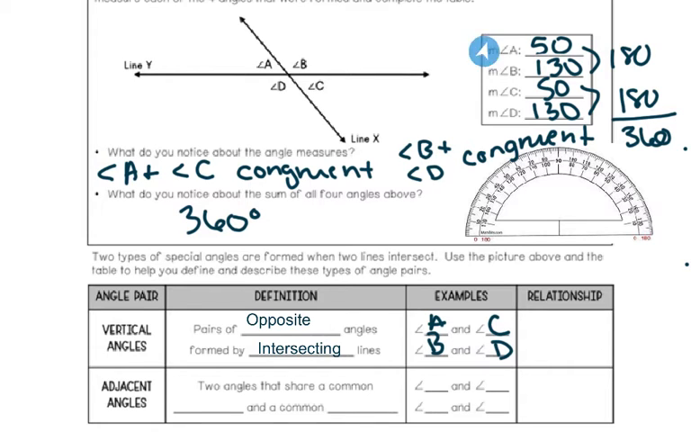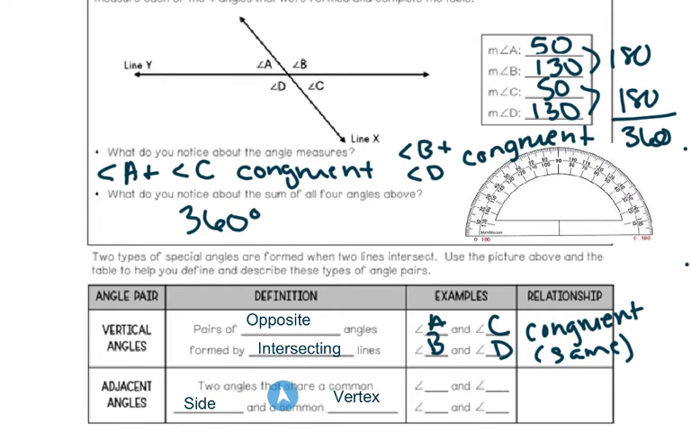Looking over here at the table, I labeled that A was 50, C is 50. And since those are vertical angles, that's interesting that they are the same angle, but same measure. But also B and D, which are across from each other, and we have now determined are vertical, are also the same. So it's important to know that any vertical angles are congruent, which you can remember means they have the same measure. Next, we're going to look at adjacent angles.